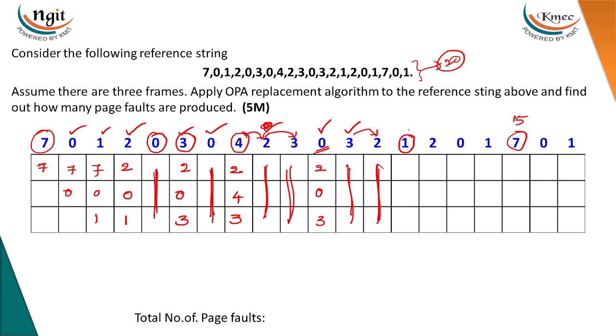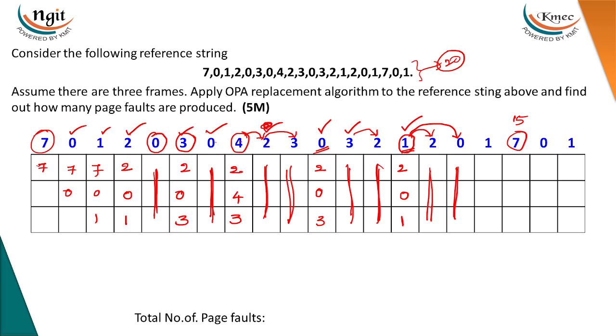No page fault. And let us see for 1. A page has to be replaced, any one of 2, 0, 3. From 1, look here, immediately there is 2, so 2 will be kept as it is. Then the next one will be 0, so 0 will also be kept. And 3 is not coming in the near future. So in place of 3, write 1. Now it is 2 0 1.